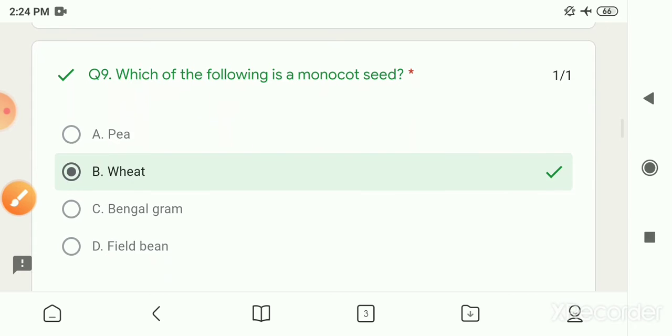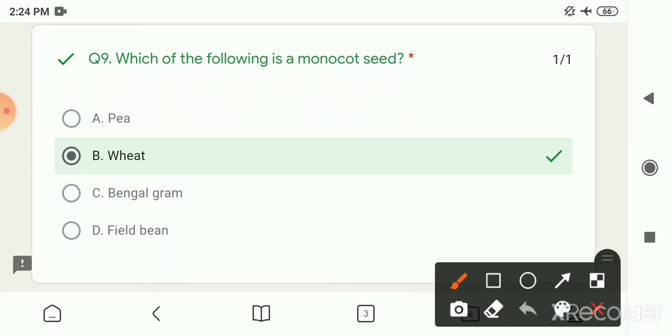Next, 9th number: which of the following is a monocot seed? The options are pea, wheat, Bengal gram or field bean. So here your answer is option B, that is wheat. Wheat is the monocot seed.